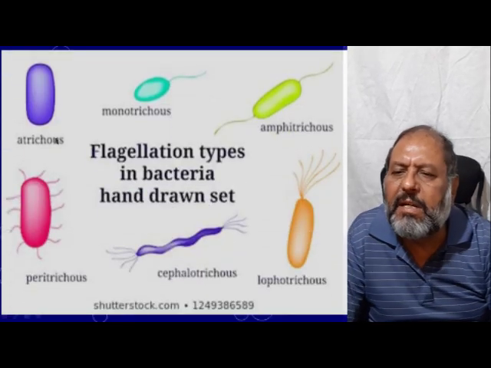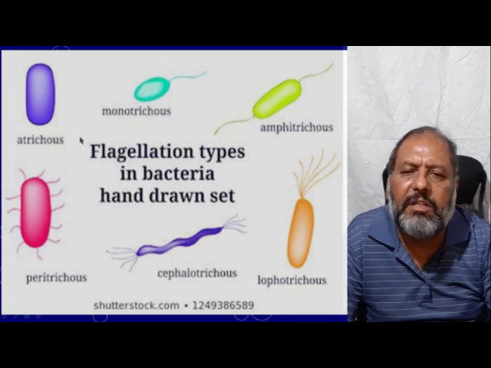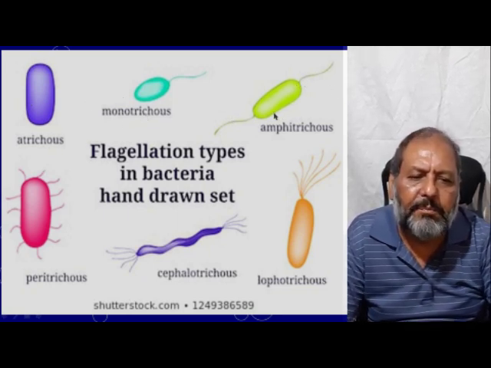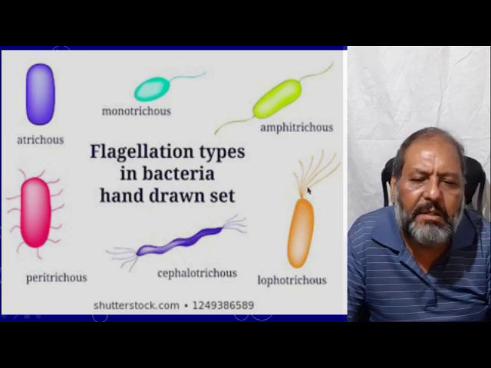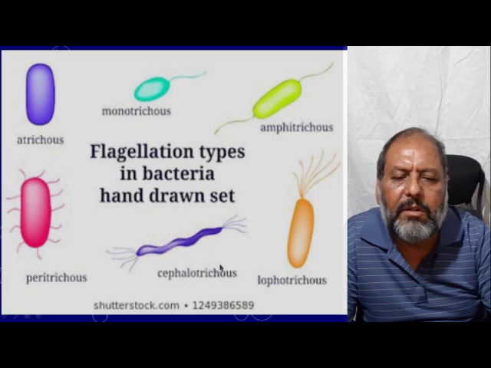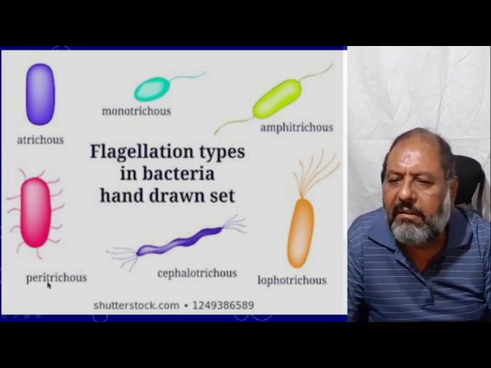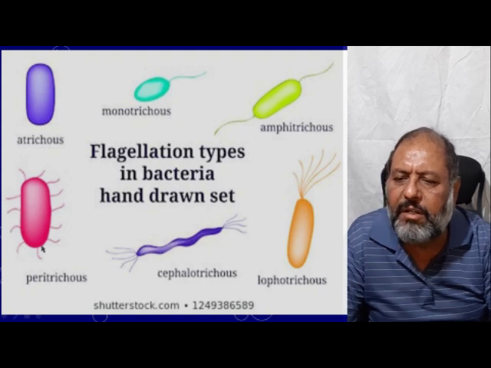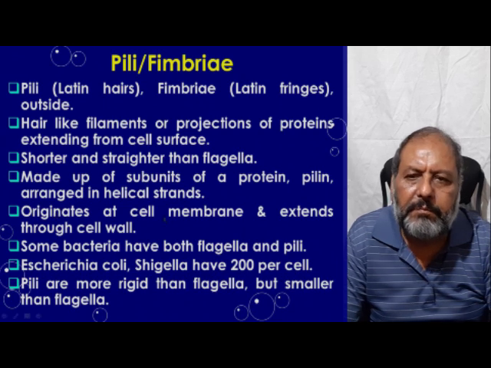So here one can see atrichous, no flagella; monotrichous, one flagellum; amphitrichous, flagella at both ends; lophotrichous, a tuft of flagella at one end; cephalotrichous, a tuft of flagella at both ends; and peritrichous, where the whole body surface of the bacteria has flagella.